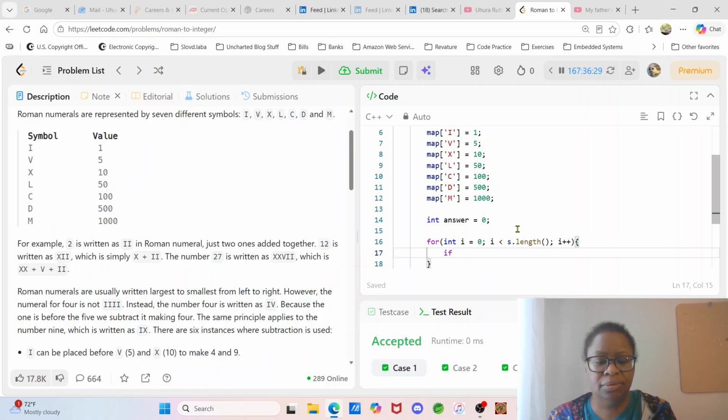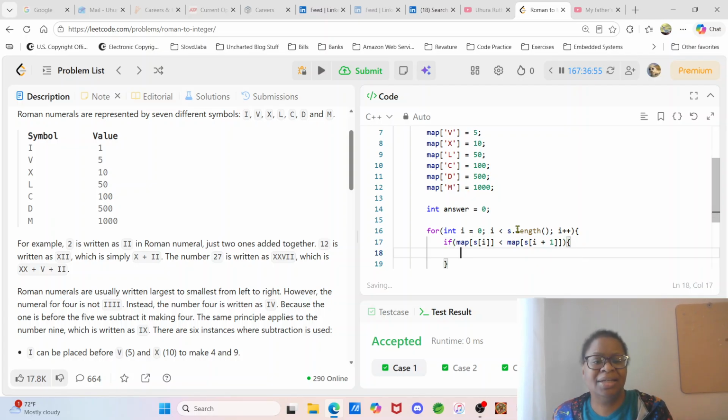So if map of s at i is less than map of s at i plus 1. Let me break down this logic right quick. s at i right here is going to be the character at the index of that string, and map of it is the value of that character.